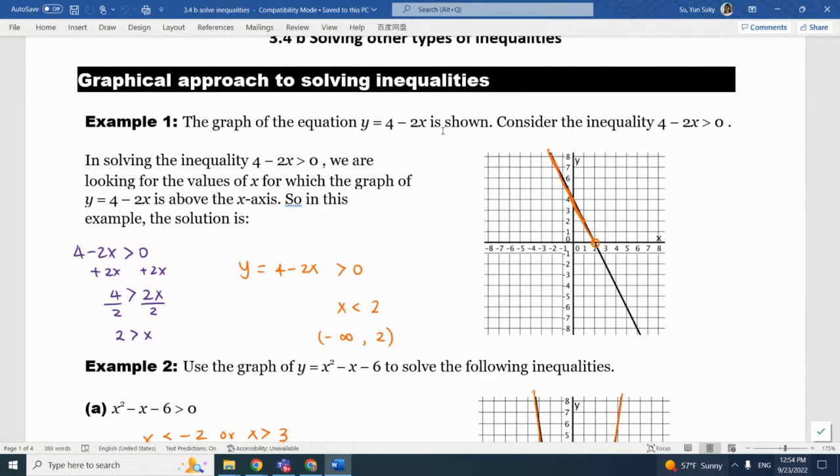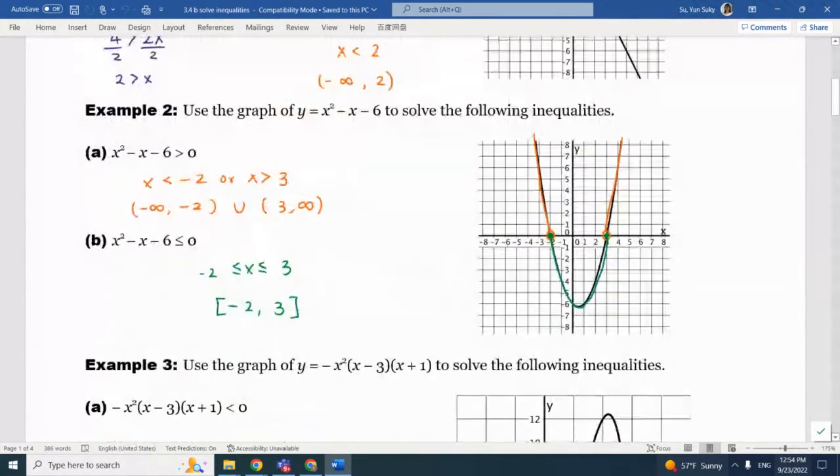Y greater than 0 means it's above the x-axis. Yes, everybody? So that's this orange piece, where y is greater than 0. And then you're looking for the x value. Do you see if you project this down on the x-axis, the x value is from minus infinity to 2? But do we include the 2? No.